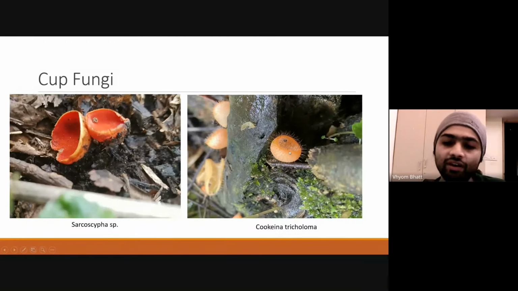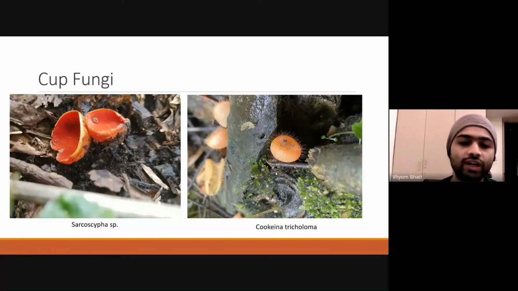The one on right we found in Wayanad, it's called Cookeina tricholoma. Cookeina is the genus name, and tricholoma because it's hairy. So thrix refers to hair. So a lot of mushroom naming, generally in nature, it happens that people name things after how its morphology is or how it looks. So tricholoma is somewhere related to hairy.